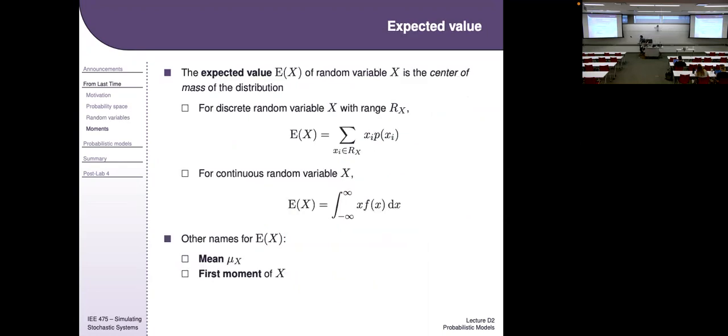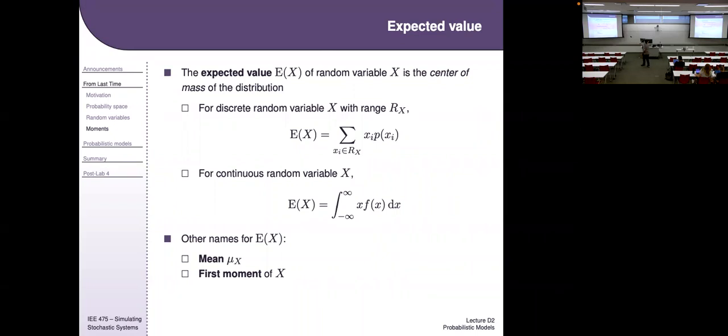Great. All right, and then the last thing I want to make sure we remember from last time is the subject of moments. So the expected value of a random variable is referred to as the center of mass of a distribution. That's an important moment. And so these are definitions that come right out of your statics class, right out of a mechanical engineering statics class.